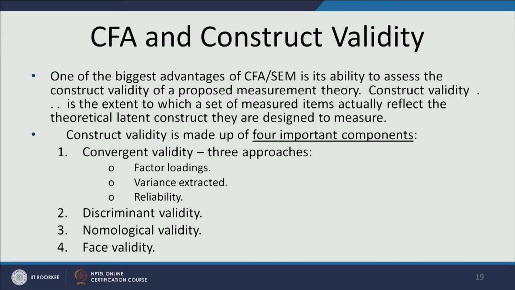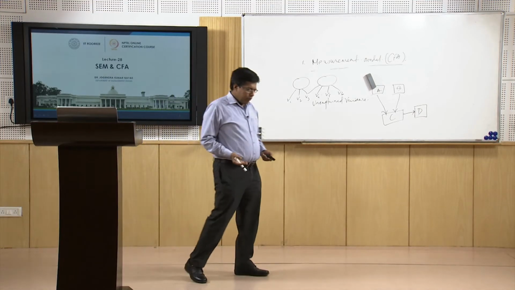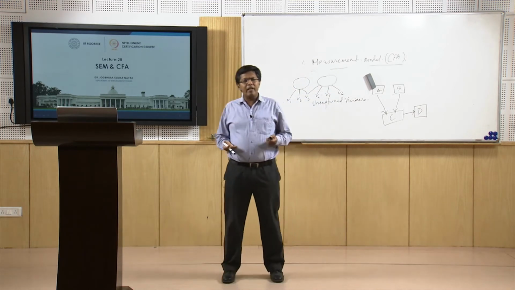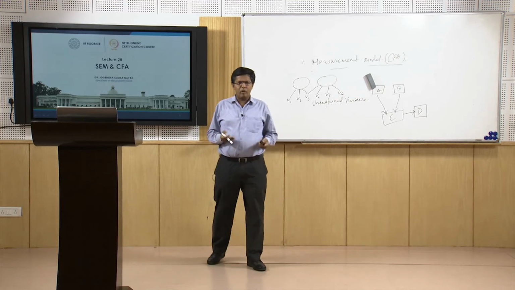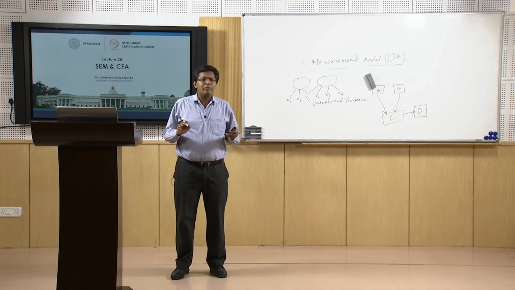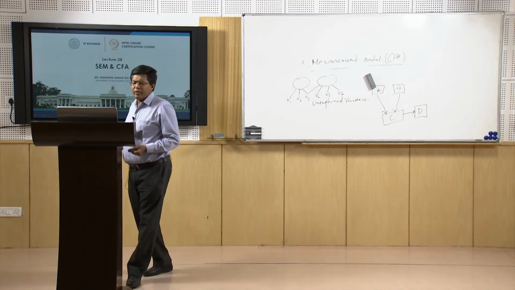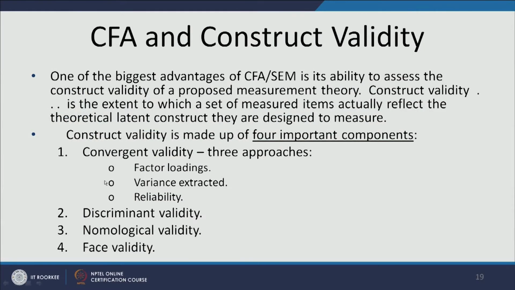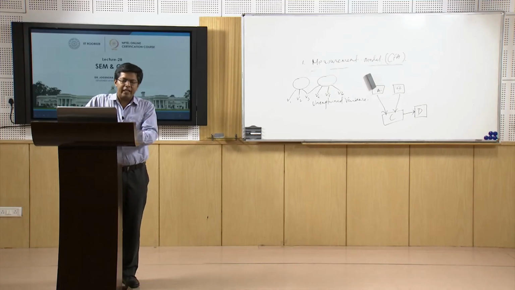The variance extracted, the mean variance extracted or average variance extracted, will help us understand how much of the variance has been explained among the variables and the construct. We have a cutoff value of 0.5 for the AVE, the average variance extracted. Any value above 0.5 is good, but any value below 0.5 means that it is not explaining properly.